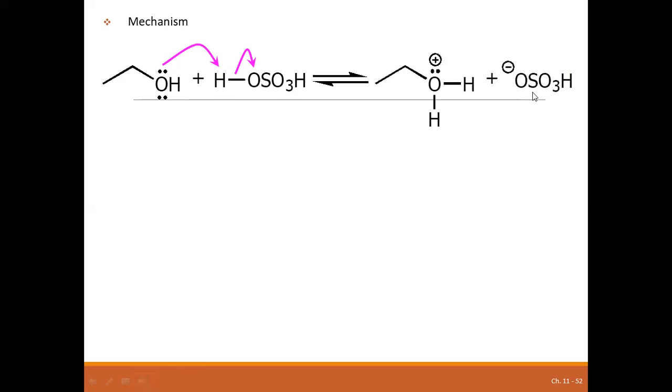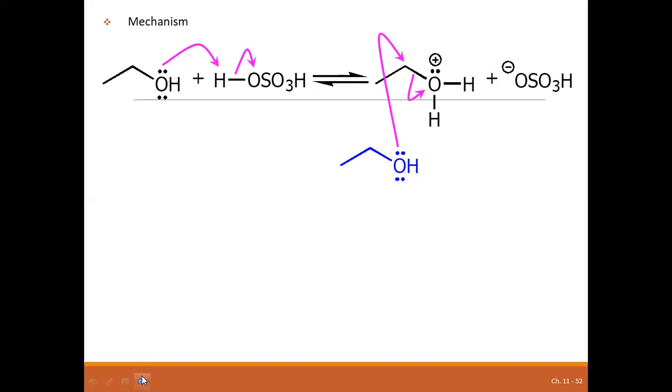So for the mechanism, you have your sulfuric acid and your alcohol. The oxygen from the alcohol will be protonated by the proton from the sulfuric acid, forming the OSO3H minus here. The bond between the hydrogen and oxygen in sulfuric acid goes to the oxygen here, and now you have your protonated alcohol.